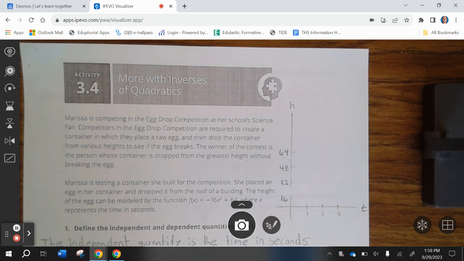The height of the egg can be modeled by the function f of x equals negative 16x squared plus 64, where x represents the time in seconds. Define the independent and dependent quantities of f of x. The independent quantity is the time in seconds. The dependent quantity is the height of the egg in feet.